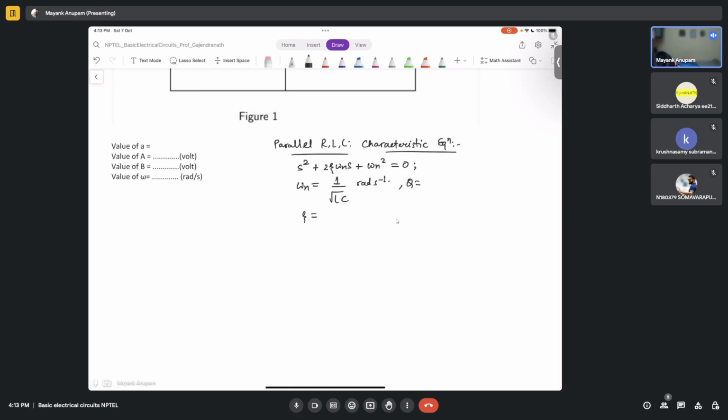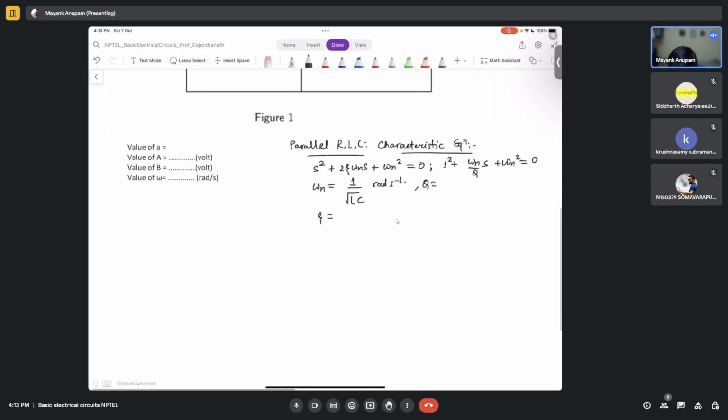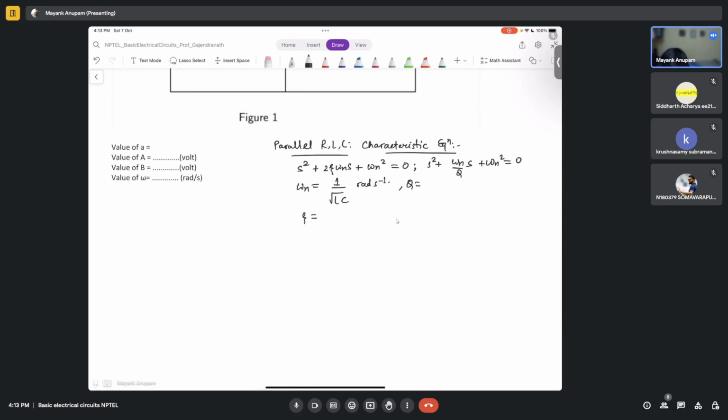So another way to write this is this way, right? S square plus omega n upon q, s plus omega n square, right? This is another way to write it. So tell me what is q and what is zeta?